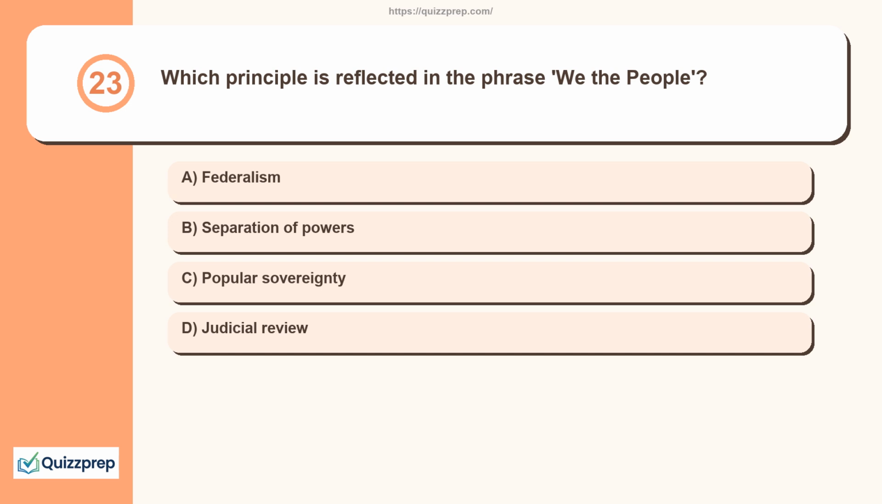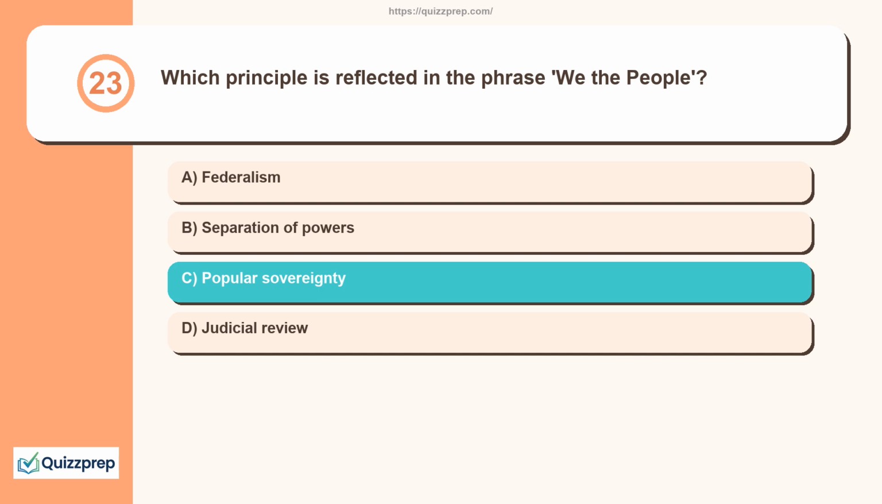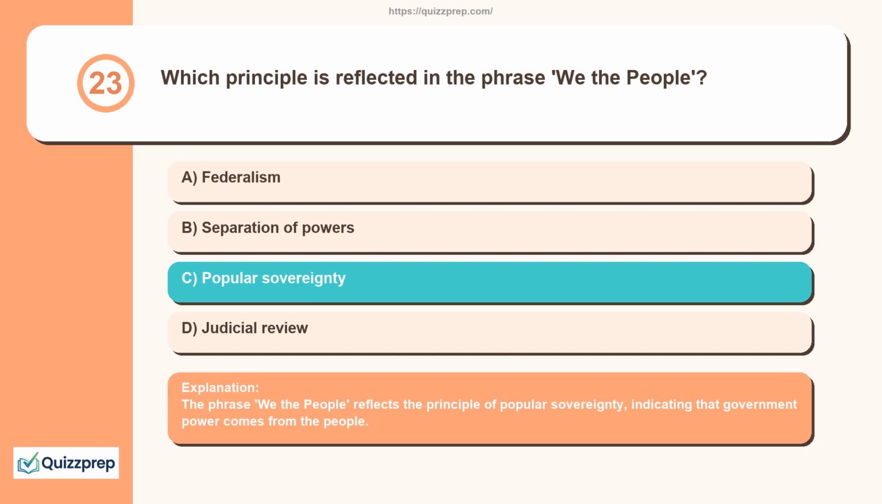Question 23. Which principle is reflected in the phrase "we the people"? Federalism, separation of powers, popular sovereignty, judicial review. The phrase "we the people" reflects the principle of popular sovereignty, indicating that government power comes from the people.